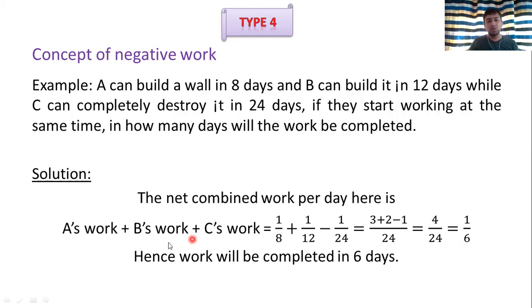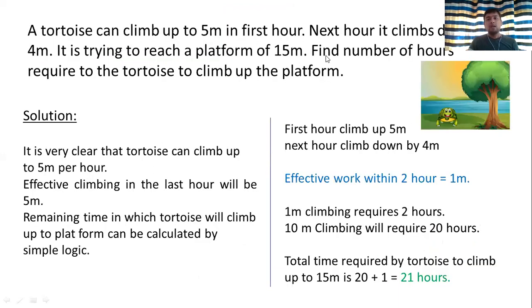Okay. So what is A, B, C's 1 day work? 1/6. So the work will be completed in 6 days. You have to take the reciprocal of it. So it will be 6 days. So this is the concept of negative work. That means whether they are doing positive work or negative work, whether they are building the wall or destroying the wall. Okay. So let us see now a variety of problems based on negative work. Now, this is very interesting and also important.